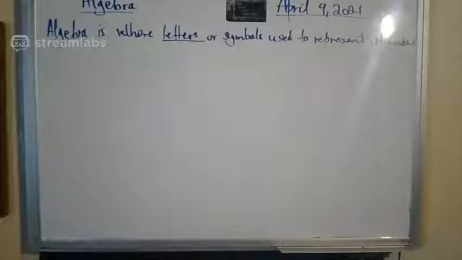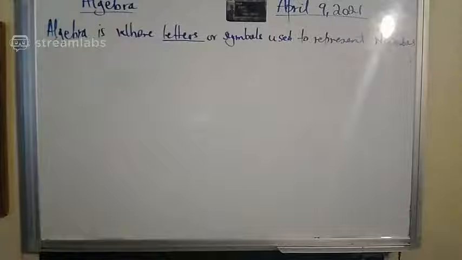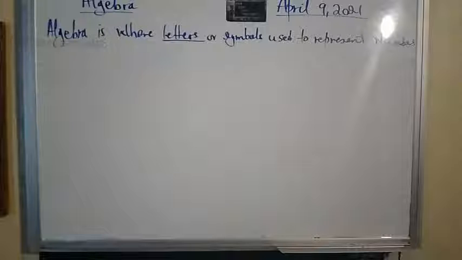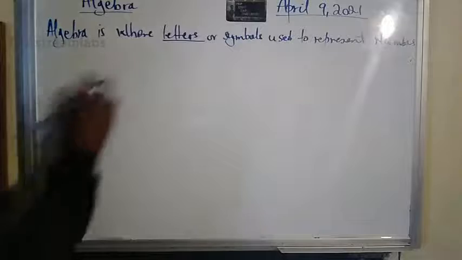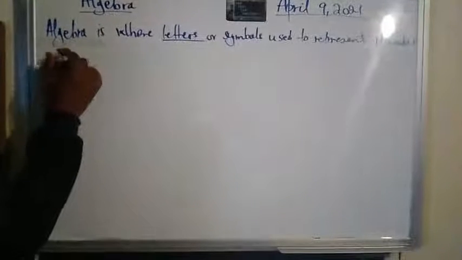But before we look at any questions, we are just going to look at what algebra is. So algebra is where letters or symbols are used to represent numbers. That's it. Let's start very basic.